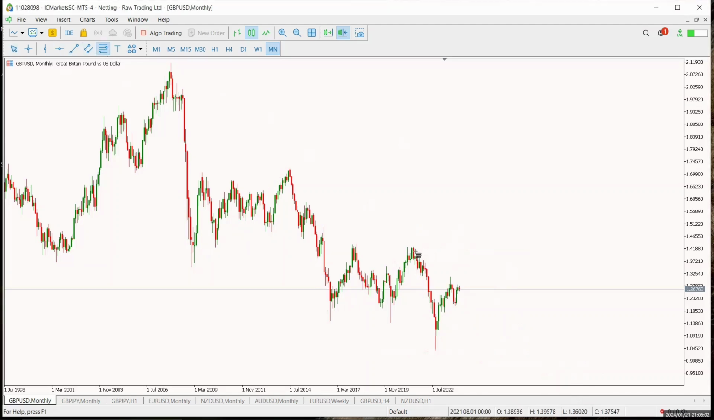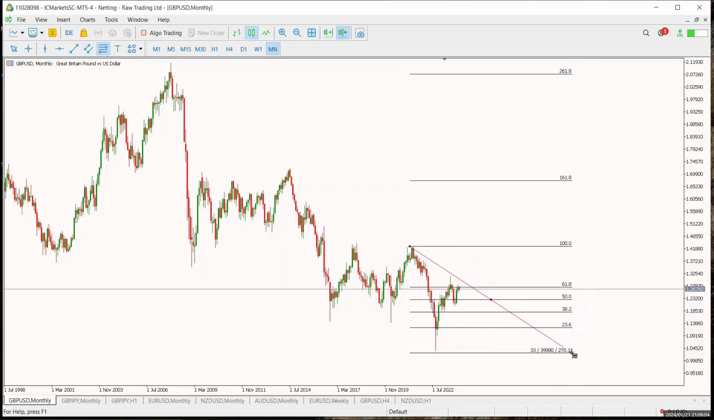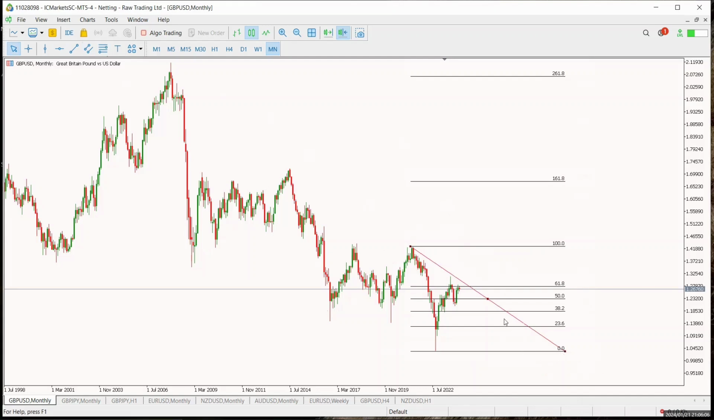Okay, so I'll bring my Fibonacci from the high to the low right here. One thing I can see clearly is that price is trading around the 61.8. And remember that the 61.8 is the key reversal area.